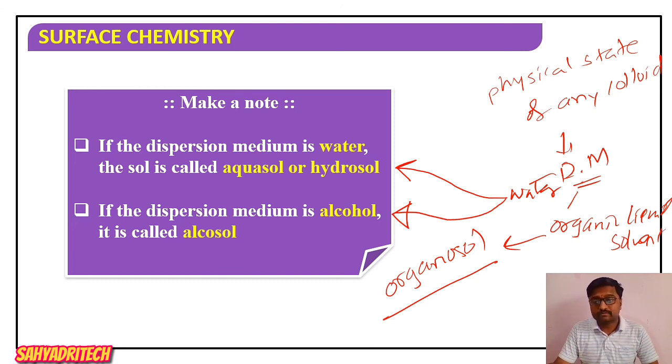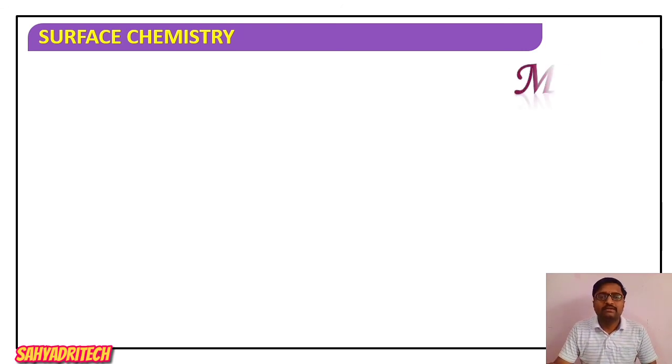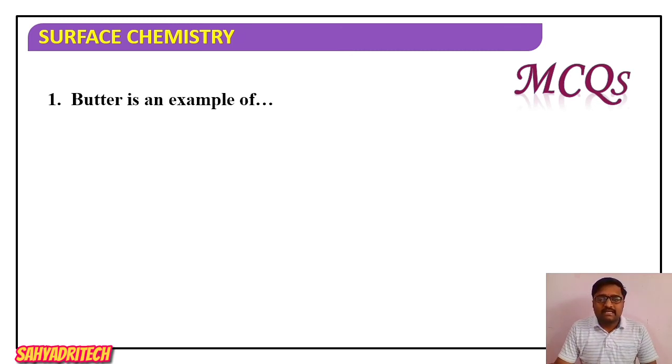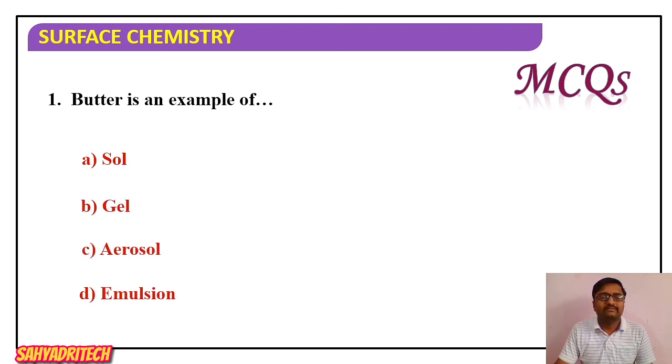Now coming to the MCQ. Butter is an example for what type of colloid? The options are sol, gel, aerosol, and emulsion. Butter is an example of gel.